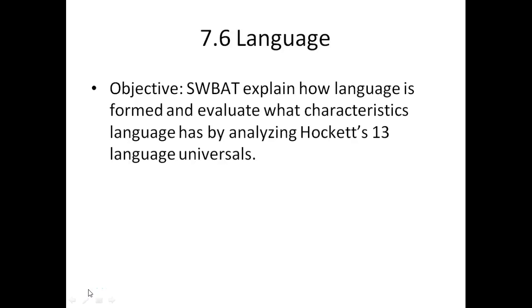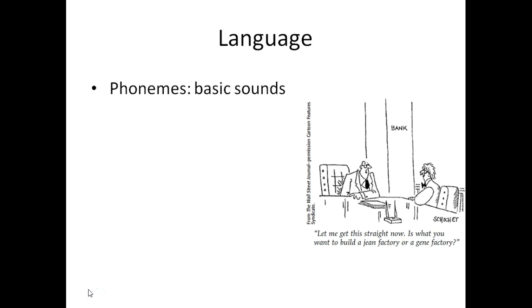All right, 7.6 language. The objective for today is students will be able to explain how language is formed and evaluate what characteristics language has by analyzing Hockett's 13 language universals. So first, language can be broken up into different components.